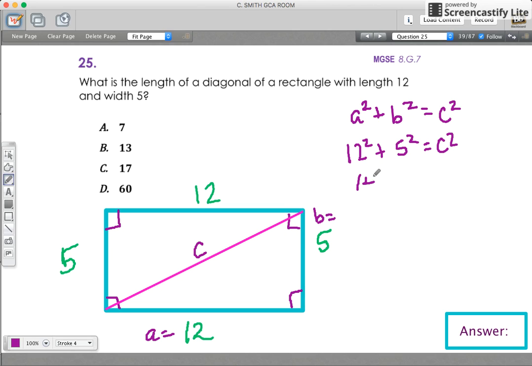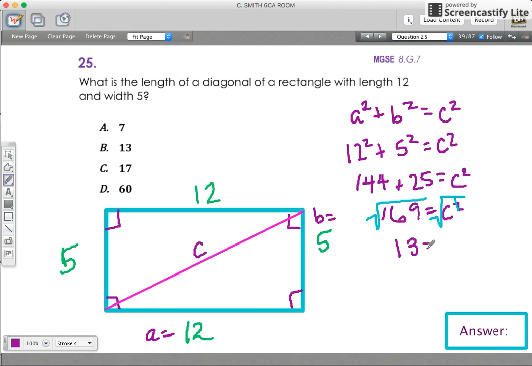12 squared is 144 plus 5 squared, which is 25, equals c squared, which we are still looking for. 144 plus 25 is equal to 169, equals c squared. In order to remove the square on our c, we're going to take the square root from both sides. That's going to cancel out there, and we are going to be left with 13 equals c. So our correct answer there is B.